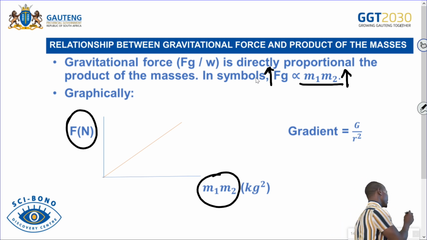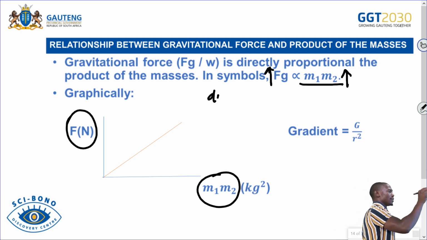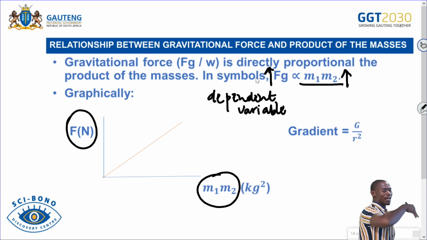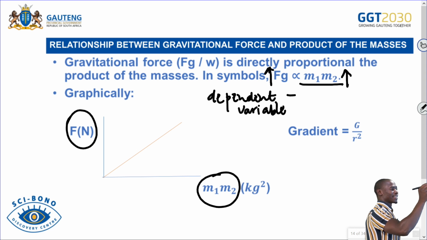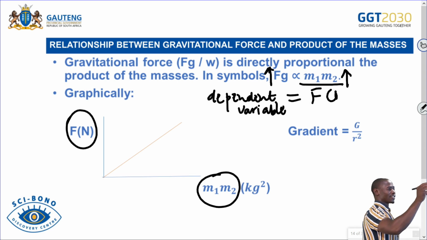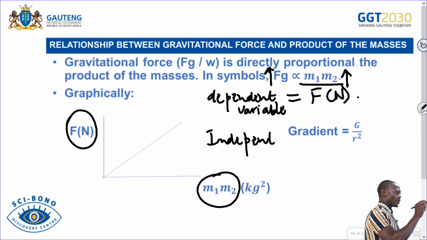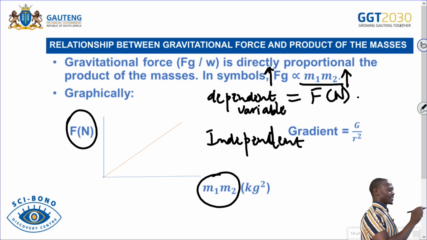So the dependent variable is always along the vertical axis. In this case it is the gravitational force, which is measured in newtons. And then the independent variable is always along the horizontal axis.